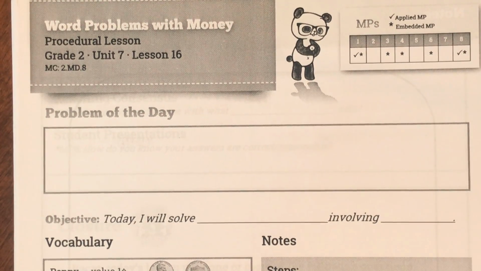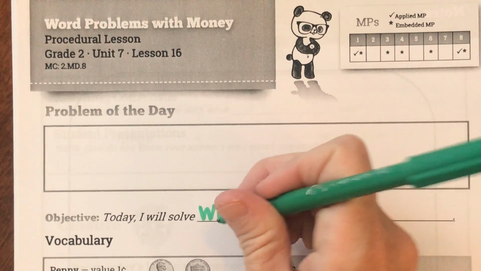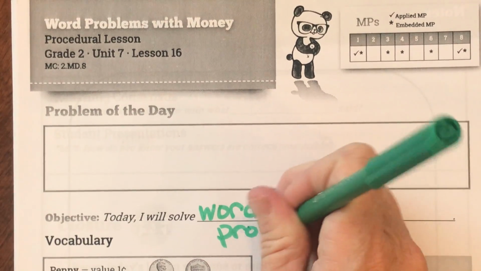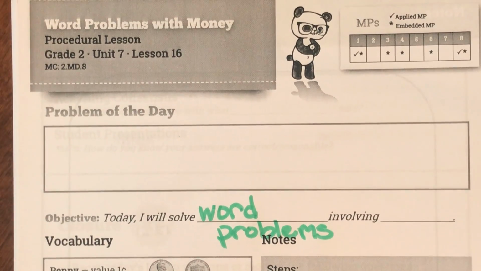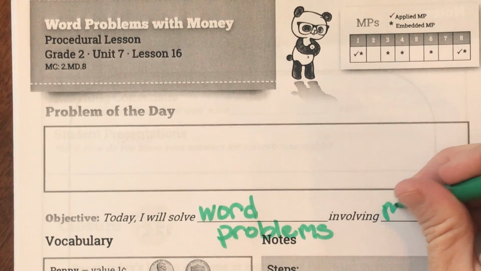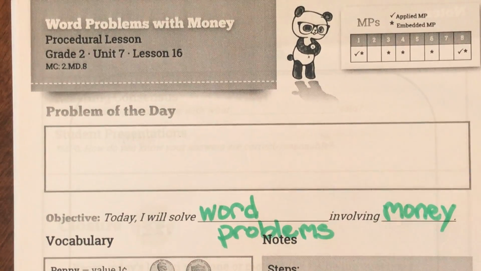Today's objective is, today I will solve word problems. I'm going to use 2 lines because I know I'll run out of room. Word problems involving money. Okay, and when we say money, we're talking about coins and dollars. So today we're going to solve word problems that have coins and dollars in them.